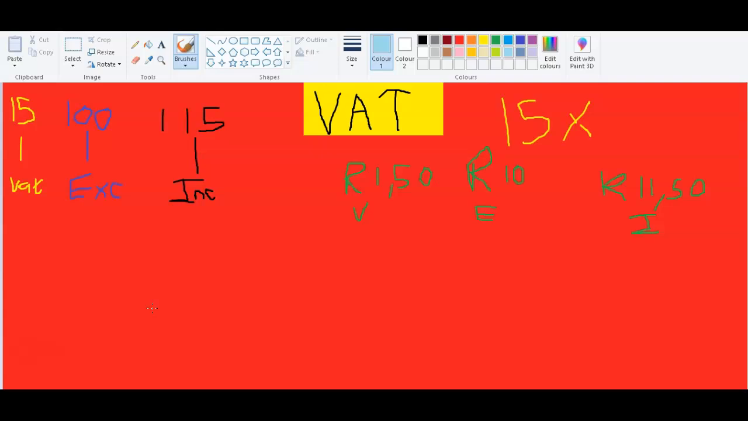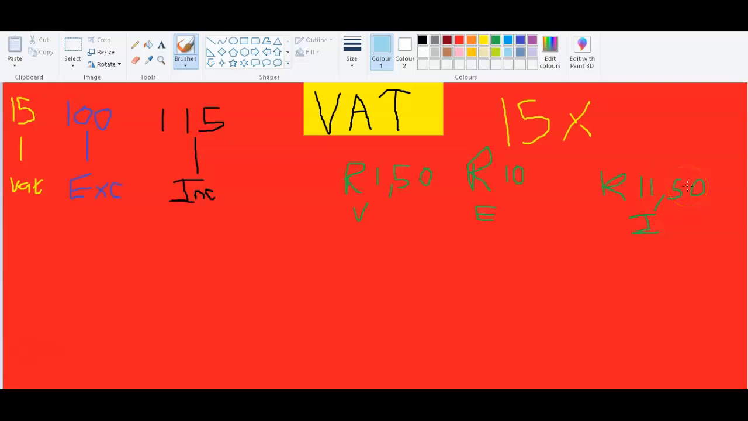So now how do you calculate VAT when you're given any price? Okay, this is very simple. Number one, I want you to remember these 3 numbers: 15, 100 and 115. 15 is your VAT, 100 is your exclusive of VAT, 115 is inclusive of VAT. So what does it mean? Let's use the previous example where my VAT is 1 Rand 50 and 10 Rand is what I wanted to sell, which didn't have VAT, but when I add VAT to it, it's 11 Rand 50.